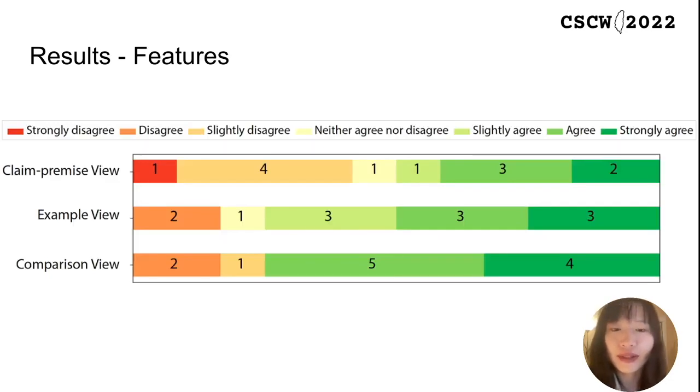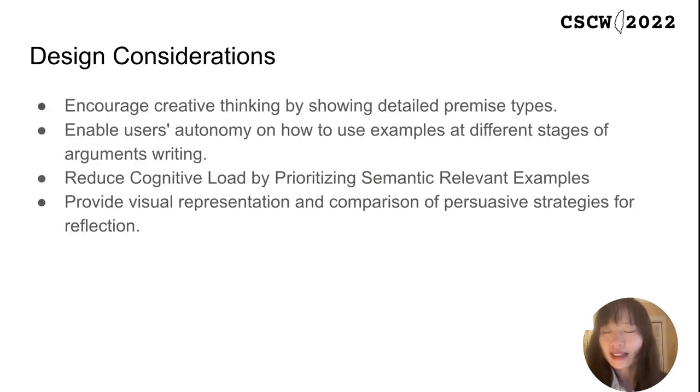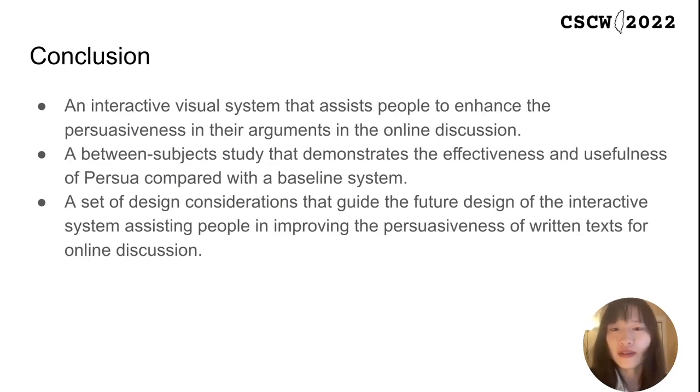In particular, participants utilize multiple views in Persua in different ways to improve their persuasiveness. And we find that their ratings on the usefulness of different views show participants thought compare view and example view are more valuable than node view. So based on the user study, we derived the following design considerations. So here is the conclusion of the work.